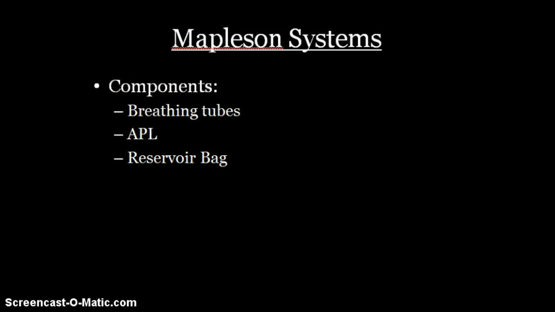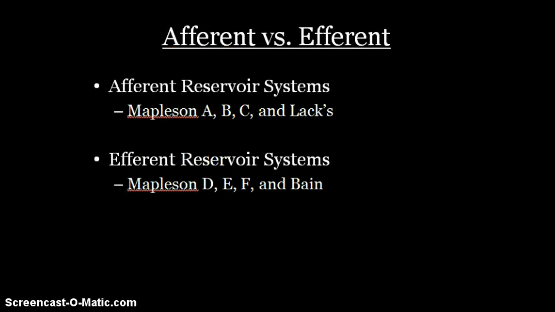The relative position of the components within the Mapleson systems determines the performance of the system and its classification. The open system is comprised of breathing tubes, an APL valve, and a reservoir bag. The semi-open systems are divided into two types, those with an afferent limb and those with an efferent limb. The afferent limb delivers fresh gas from the machine to the patient.